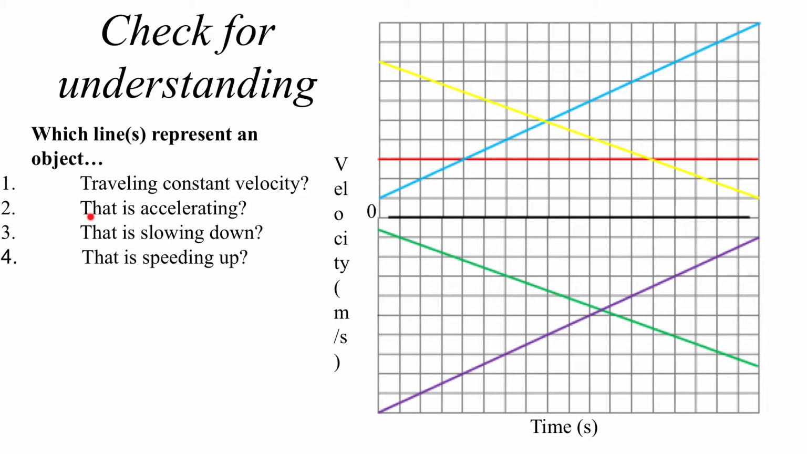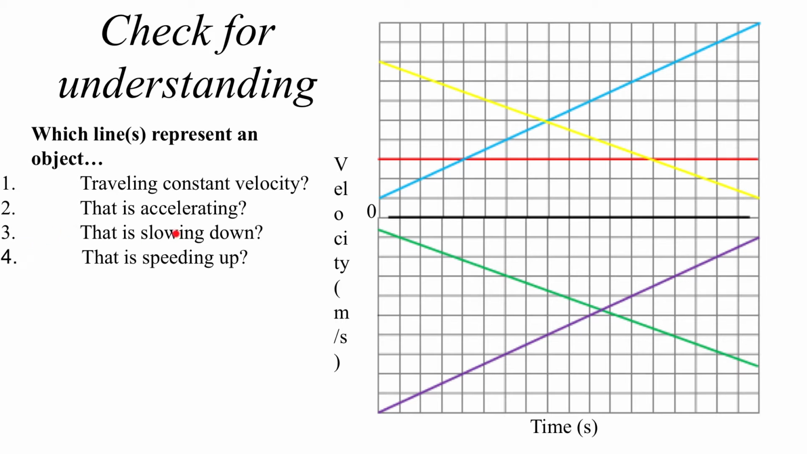All right, for number two, an object that is accelerating. What are we looking for here for acceleration? We are looking for diagonal lines. It doesn't matter if it's going up or down or if it's below the x-axis like the purple and green ones are. We just want diagonal lines. So in this case, for number two, our answers would be yellow, blue, green, and the purple line.